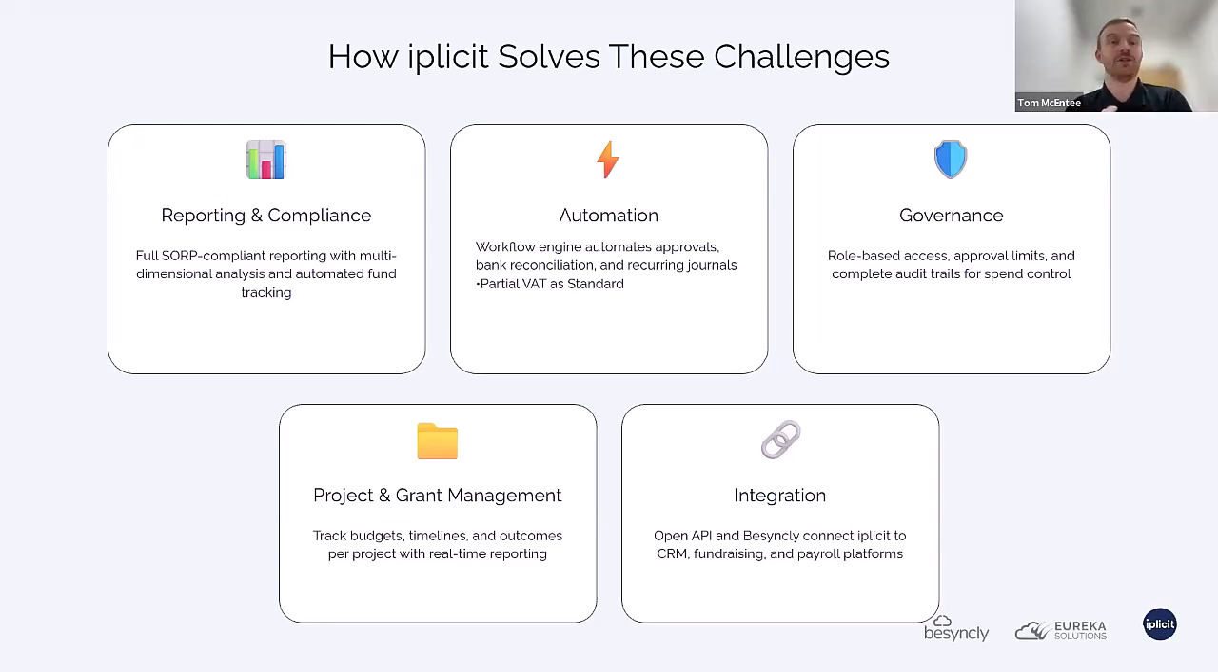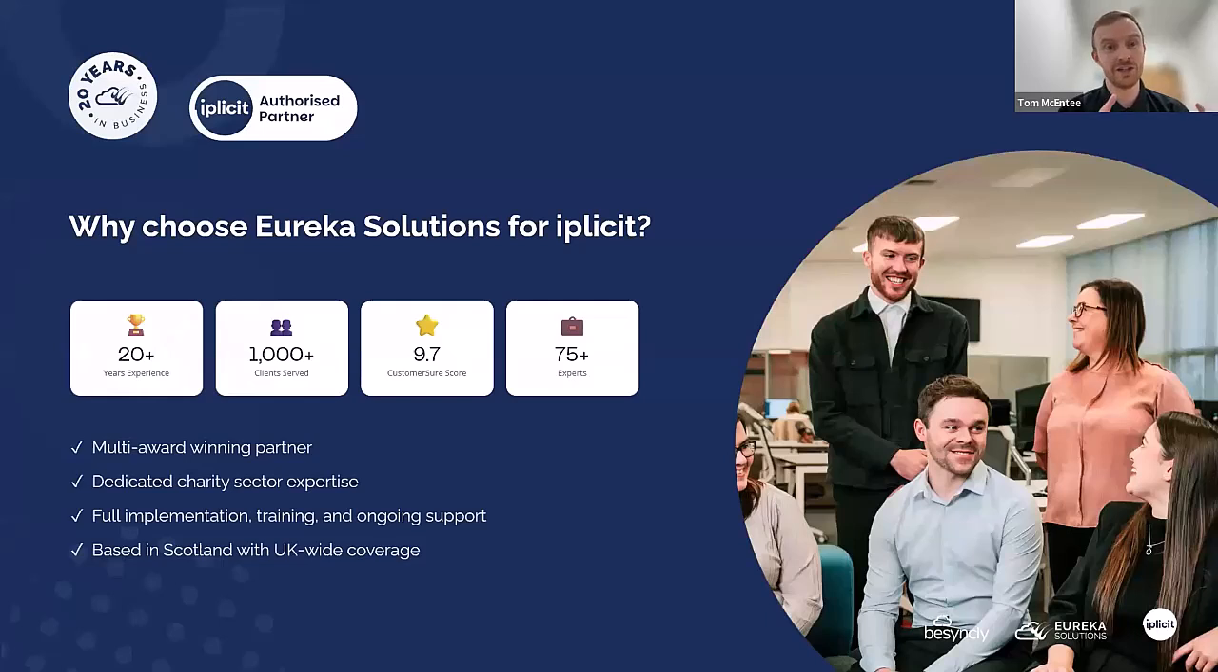And that really led on nicely to how iplicit deals with approval workflows and the automation of those, to give us the governance of budgets and make sure that the spend within the charity is controlled. And then we finished off with project and grant management, bringing everything into one area, making sure we can track events, track grants, and have that visibility. Again, a little bit of the reporting coming into that as well, and finished off with a little bit on integration and how we can integrate to other systems.